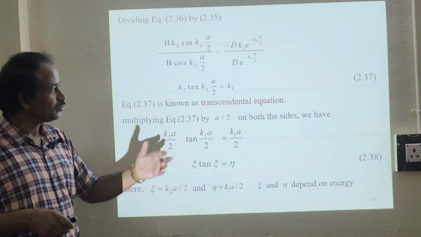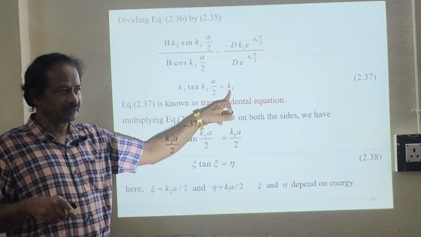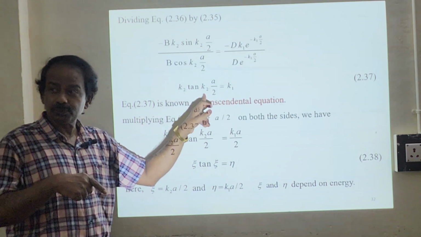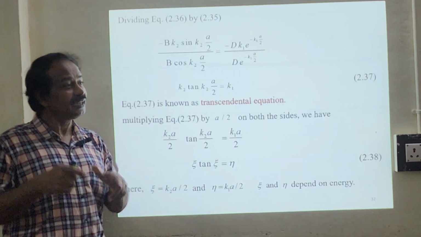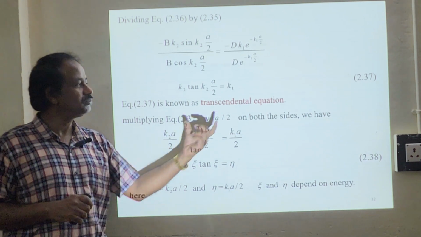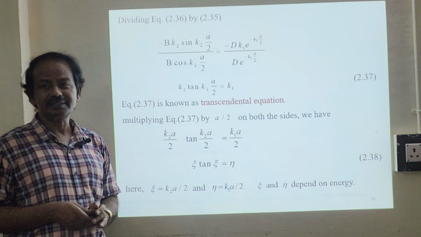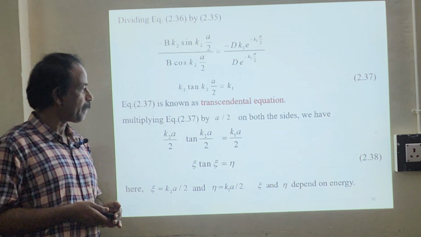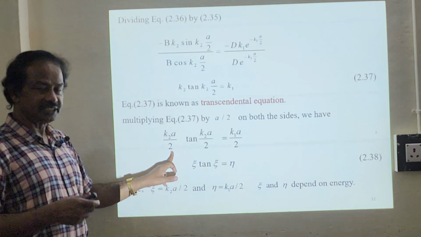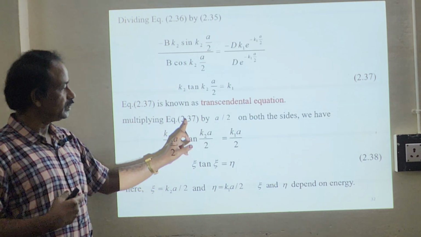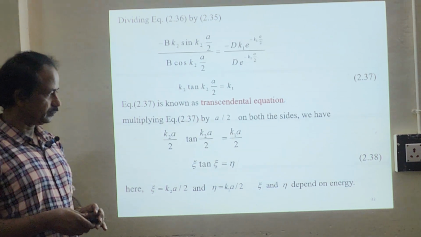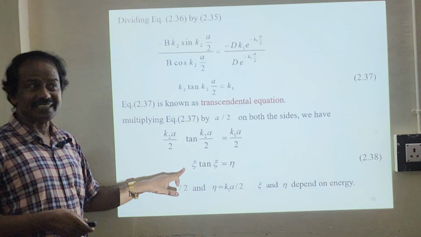Is it clear? You substitute one value for k1 and one value for k2, and find out whether both answers are the same. That answer is nothing but the solution for k1 and k2. Those equations are called transcendental equations. As I said, multiply k2 a by 2 on both sides by a by 2, which gives tan k2 a by 2 equal to k1 a by 2. We will keep this term as xi.